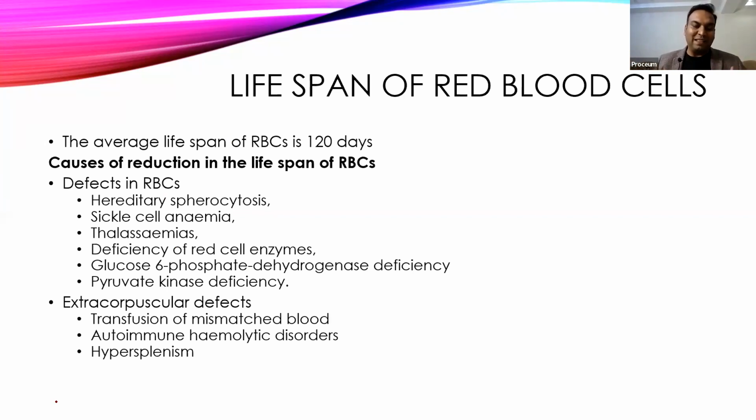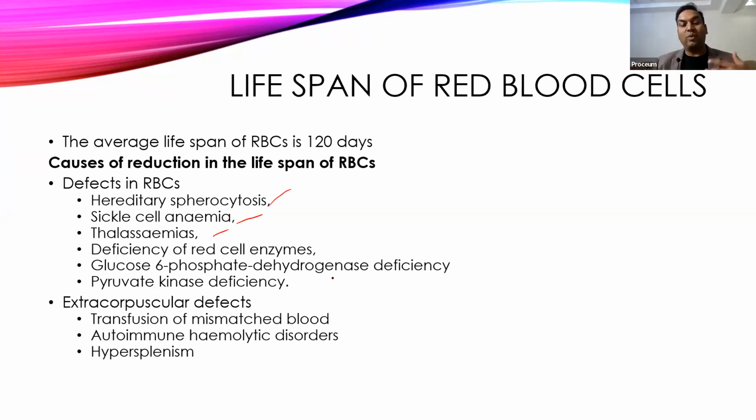Now, sometimes the lifespan decreases, and the decrease is for various reasons. First is intracorpuscular, that is a defect inside the RBCs. So, like an abnormal shape of the RBC, like spherocytosis or elliptocytosis, that can damage the RBC and increase destruction. Then abnormal hemoglobin, like sickle cell anemia or thalassemia, that increases destruction of the RBC. Then enzyme deficiency, like glucose 6-phosphate dehydrogenase deficiency or pyruvate kinase deficiency, that can increase destruction of the RBC and lead to low lifespan of the RBC.